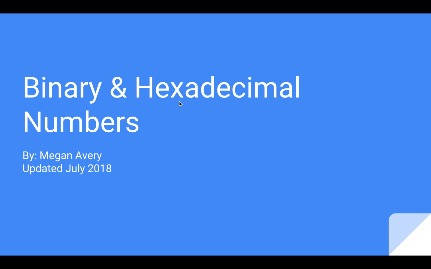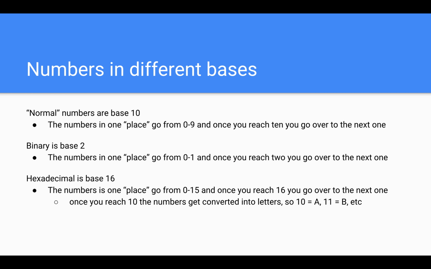This video is going to cover binary and hexadecimal numbers. Numbers in different bases. Normal numbers are in base 10, so the numbers in one place go from 0 to 9, and once you reach 10, you move over to the next one. Binary is base 2, so the numbers in one place go from 0 to 1, and once you reach 2, you move over to the next one.